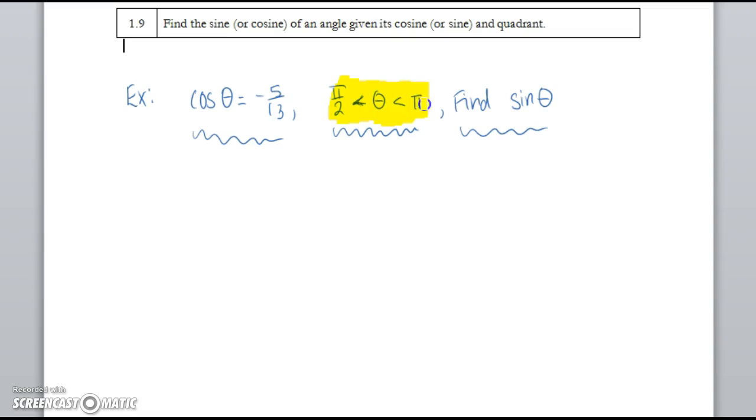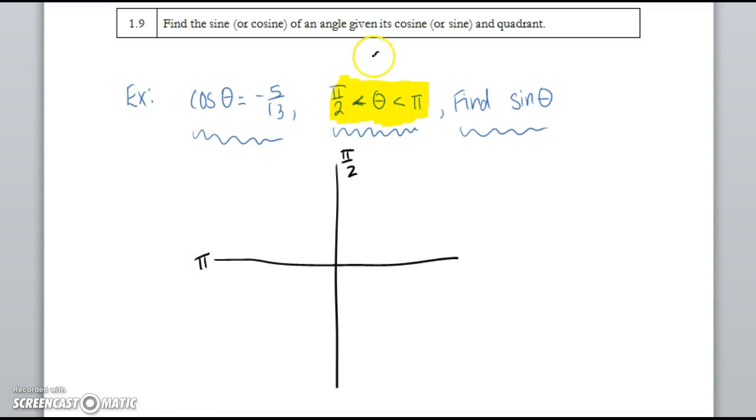This given information, pi over 2 less than theta less than pi, is going to allow us to locate where our angle is being sketched. Pi over 2 is up here, pi is here, and so this information locates our angle in quadrant 2. So here's what our angle looks like. Let's pick a point on the terminal ray, and drop down a right triangle. Cosine of theta is negative 5 over 13.